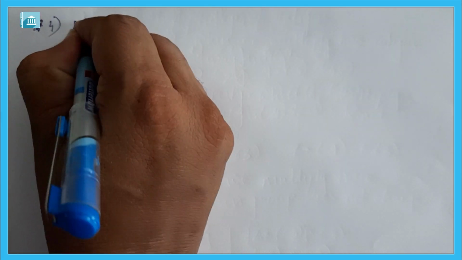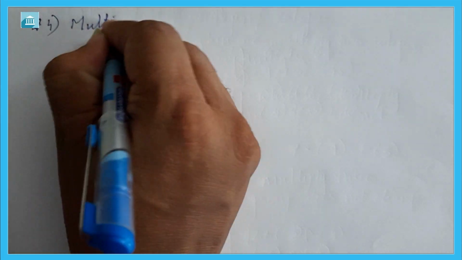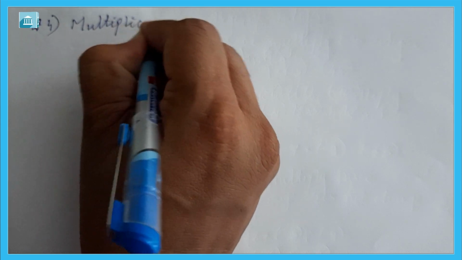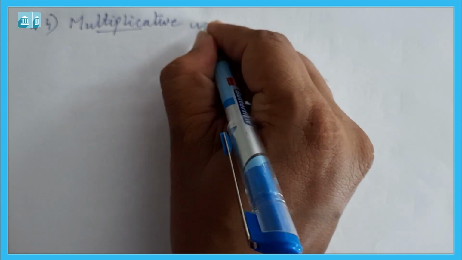Now the fourth property is multiplicative identity.